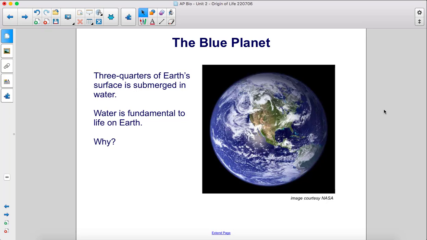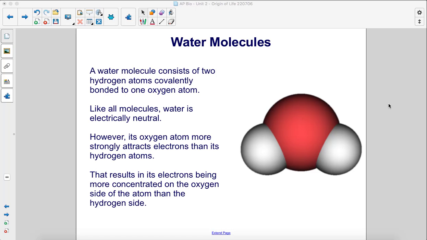3/4 of Earth's surface is submerged in water. Water is fundamental to life on Earth. Why? A water molecule consists of two hydrogen atoms covalently bonded to one oxygen atom. Like all molecules, water is electrically neutral. However, its oxygen atom more strongly attracts electrons than its hydrogen atoms. That results in its electrons being more concentrated on the oxygen side of the atom than the hydrogen side.